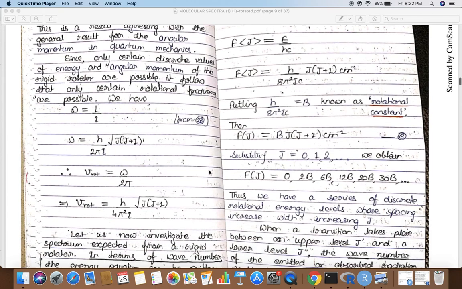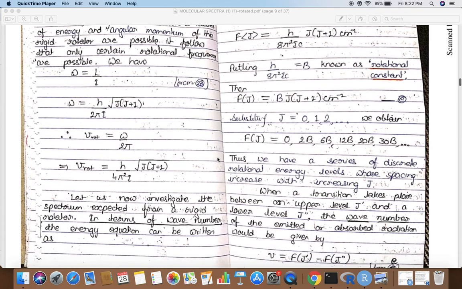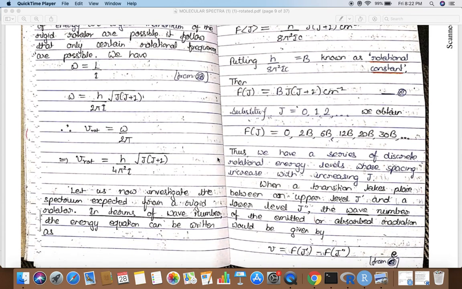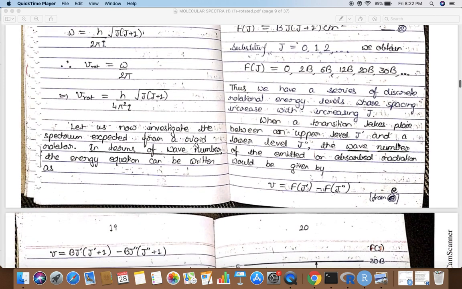we get F(J) is equal to BJ(J+1) centimeter inverse, where J is equal to 0, 1, 2. Once you put the values of J, which are all positive whole numbers, F(J) is equal to 0, 2B, 6B, 12B, 20B, and 30B. So we have this series of discrete rotational energy levels where the spacing increases with increasing quantum number J.